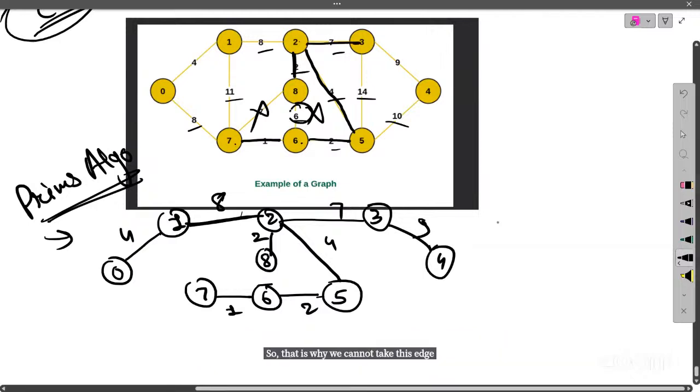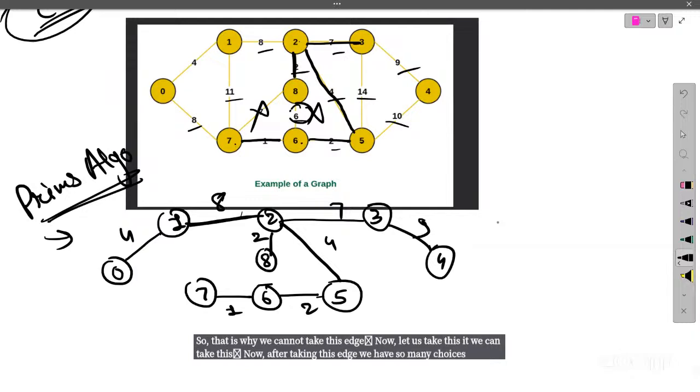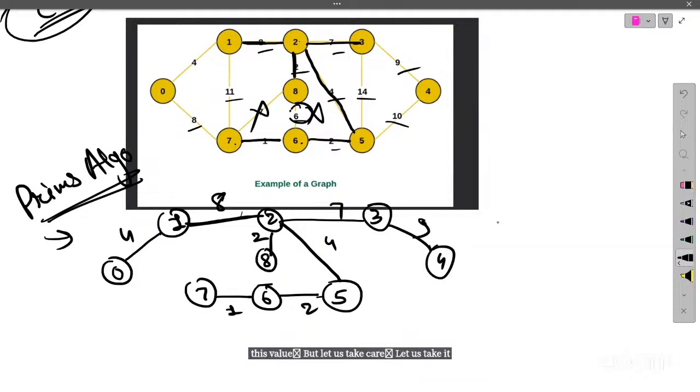Let's take this other edge. We can take this edge. Now, after taking this edge, we have so many choices. If you go by the similar method, the next choice will be 2 to 1 because this edge has cost 8, and all other edges have a bigger cost than this edge, except this one also. So you can take this one too, but let's take 8. Or after this we can take 7 to 0 also.